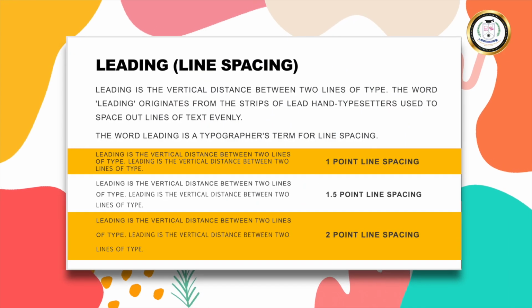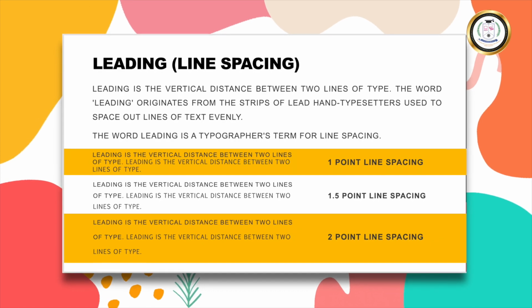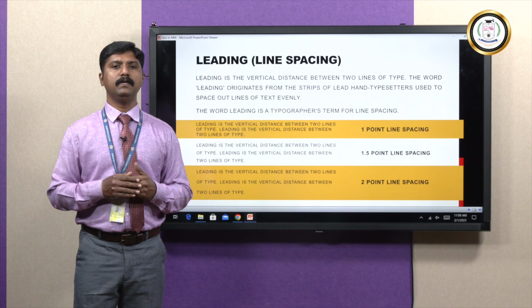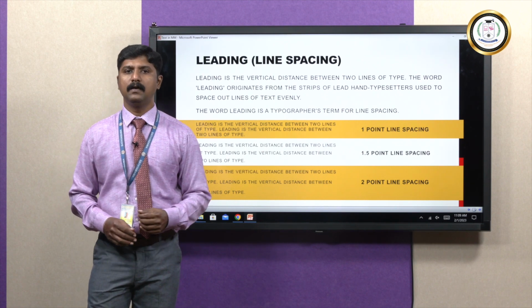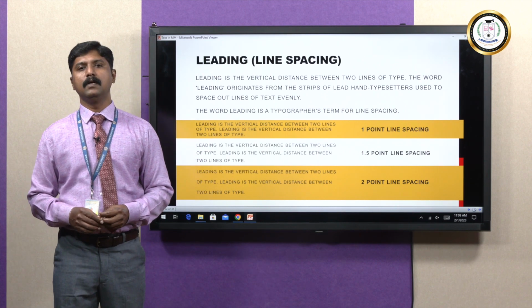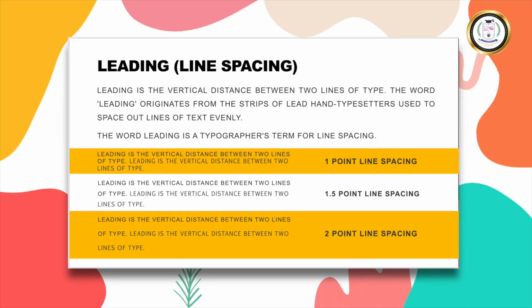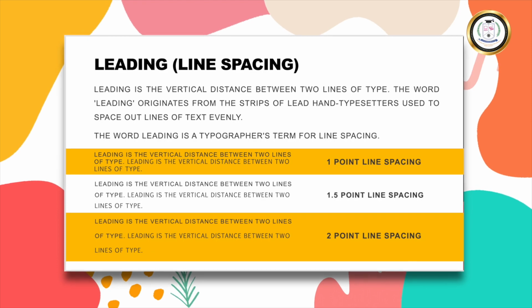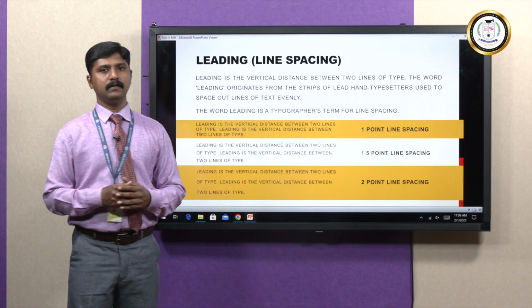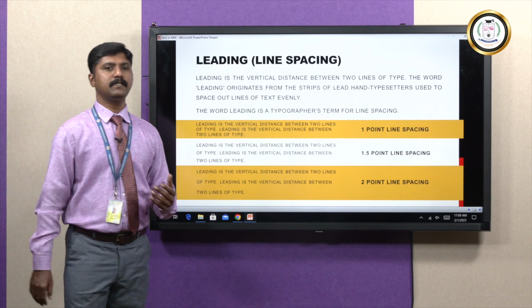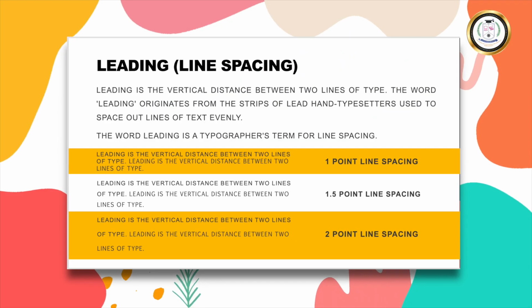Leading is nothing but line spacing. Leading is the vertical distance between two lines of type. The word leading originated from the strips of lead hand typesetters used to space out lines of text evenly in the earlier printing environment. The word leading is a typographer's term for spacing the lines.